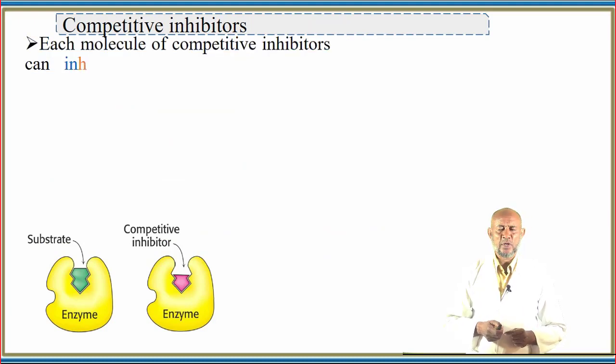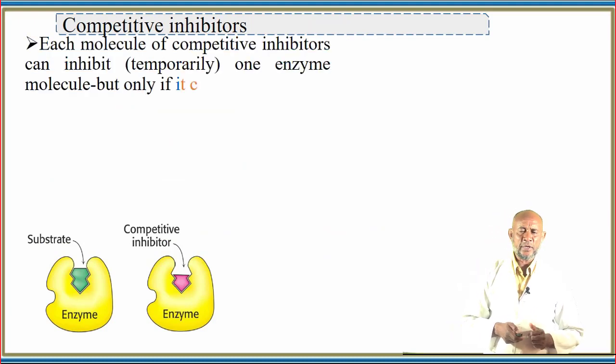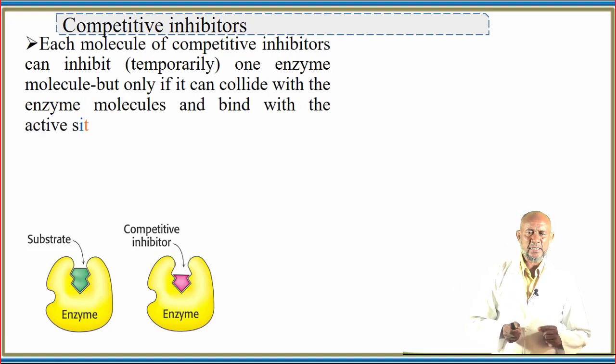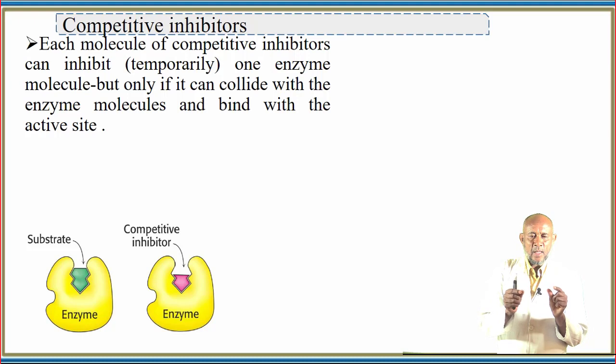Each molecule of competitive inhibitor can temporarily inhibit one enzyme molecule, but only if it can collide with the enzyme molecule and bind with the active site. If you look at this diagram, the substrate and the competitive inhibitor are very similar in shape, but they are different molecules, okay? Different molecules, but similar in shape.